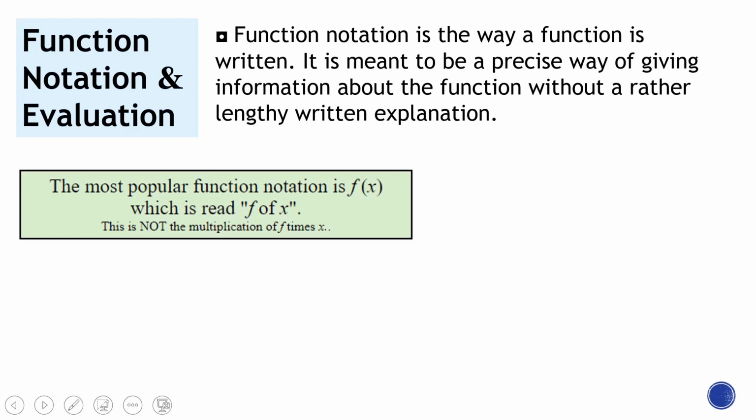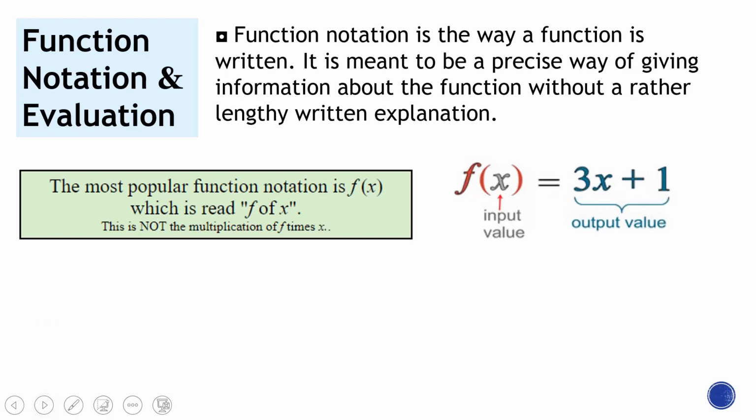So the most popular function notation is f of x. Okay, so we read that as f of x, not multiplication. Here's an example of a function. We have the x, which is the input value, and 3x plus 1 is the output value. The whole idea of the function notation is, given the input value, what is the exact output value?